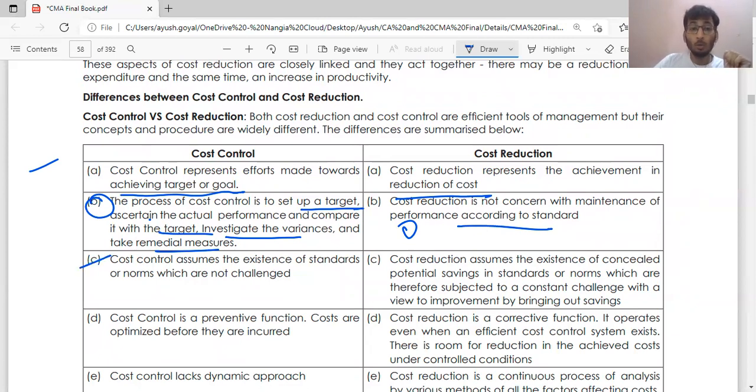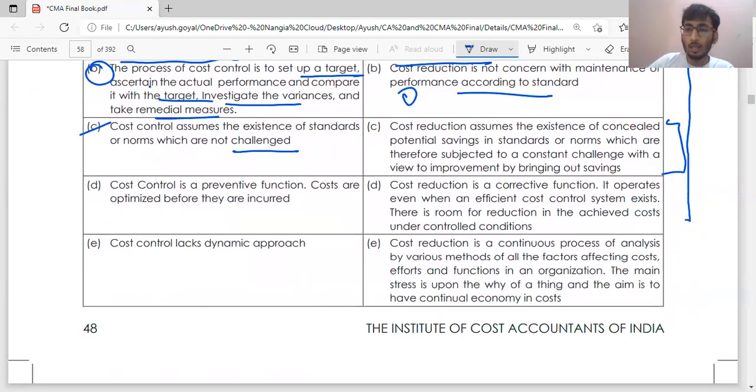Cost control assumes the existence of standards or norms which are not challenged. Cost reduction assumes the existence of concealed potential savings in standards or norms, which are therefore subjected to constant challenge with a view to improvement by bringing out savings. It's a simple thing written here: it is not about any standard or anything, it's simply reducing the cost. So everything written here is the same, just the language is changed. You can read it once.